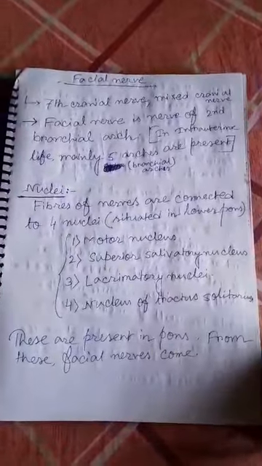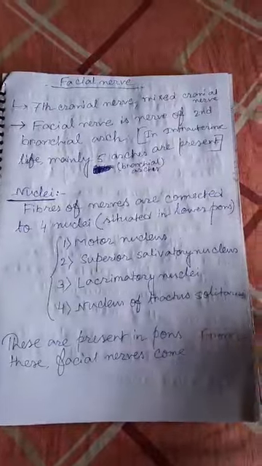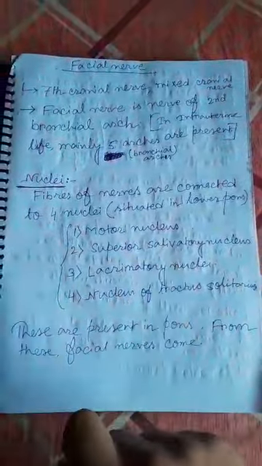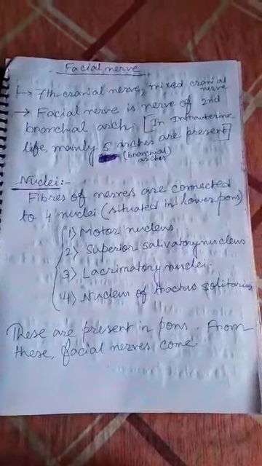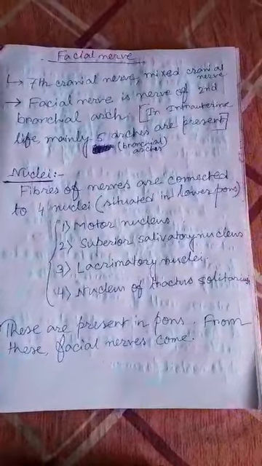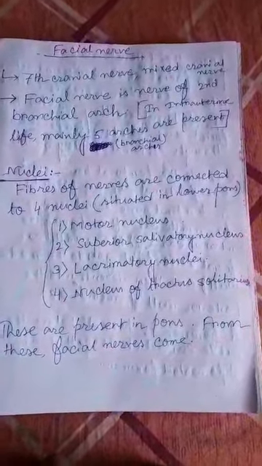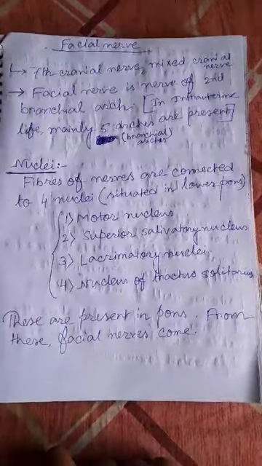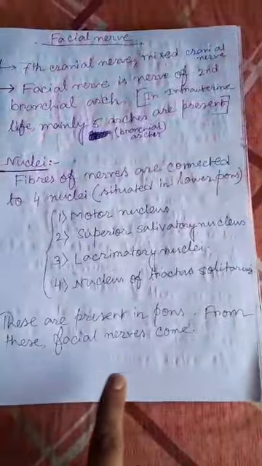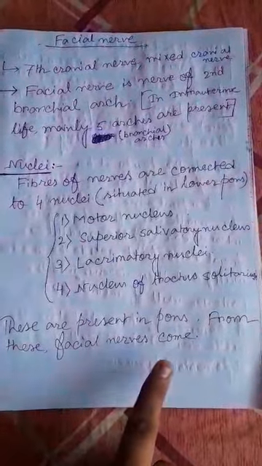Okay. Then I am going to discuss the nuclei. Fibers of the nerve are connected to four nuclei situated mainly in the lower pons. Okay, four nuclei. One, motor nucleus. Two, superior salivatory nucleus. Three, lacrimatory nucleus. And four, nucleus of tractus solitarius. Okay, these are present in the pons, mainly the lower pons. From these, the facial nerve comes.